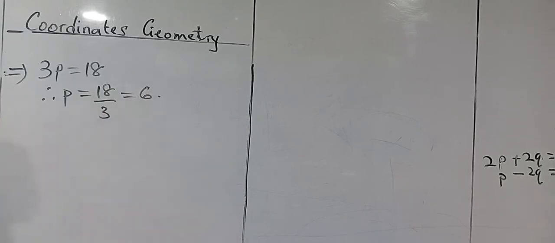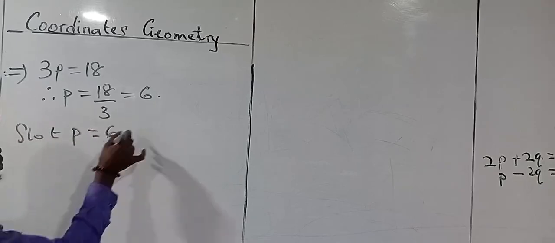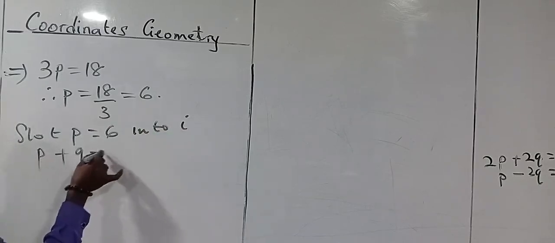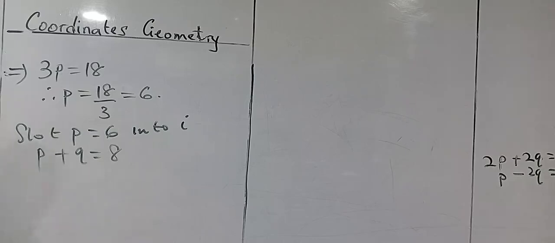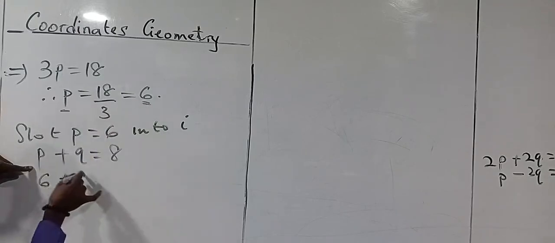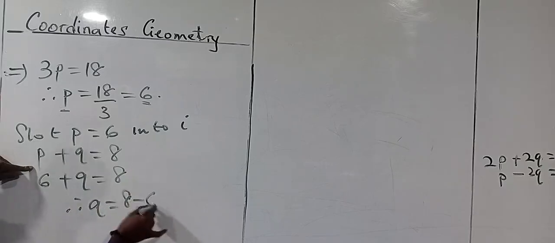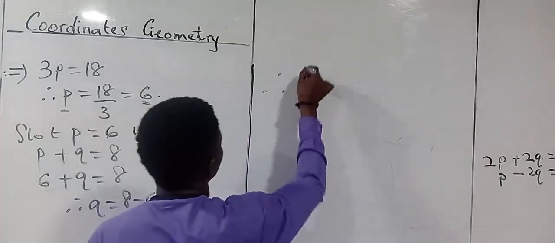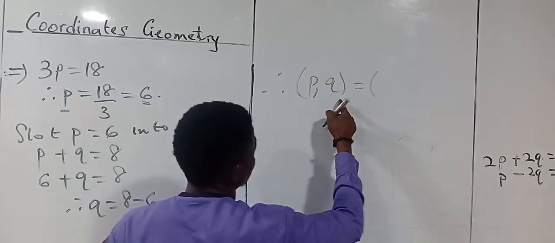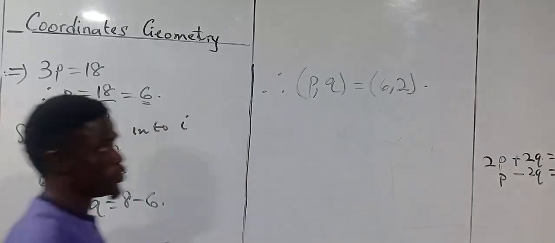That is P. Then how do you obtain Q? Just slot P, which is 6, into equation 1. Equation 1 was P plus Q equals 8. When you see P, you put in 6. So you have 6 plus Q equals 8. So your Q is 8 minus 6, which is 2. Therefore, P is 6 and Q is 2. Those are the values of P and Q.